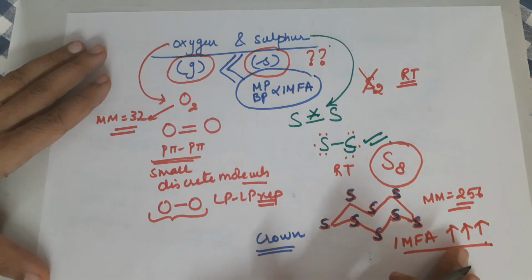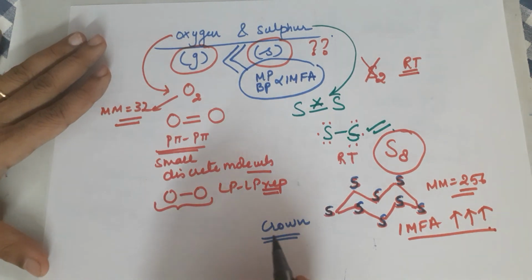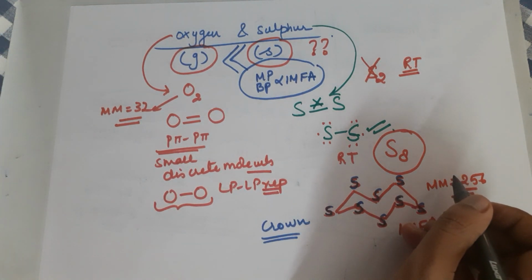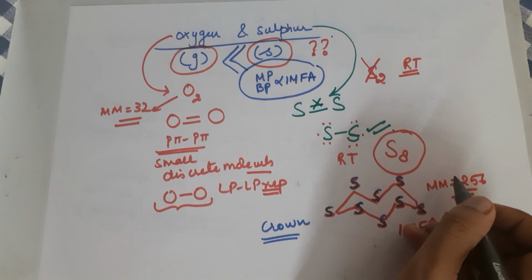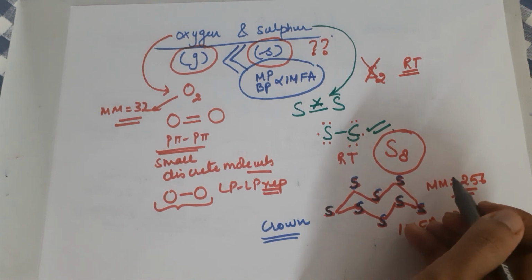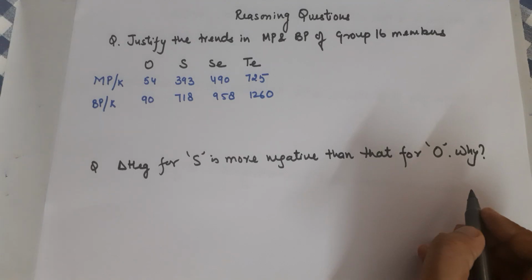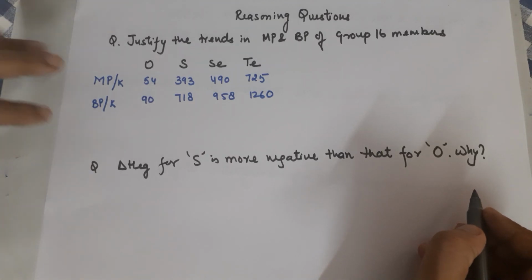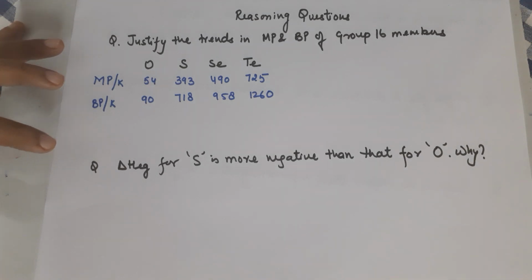Now we would be moving on to the reasoning questions of the p block of elements, that is group number 16. I would try to cover the possible reasoning questions. Let's begin with the reasoning questions of this particular unit.